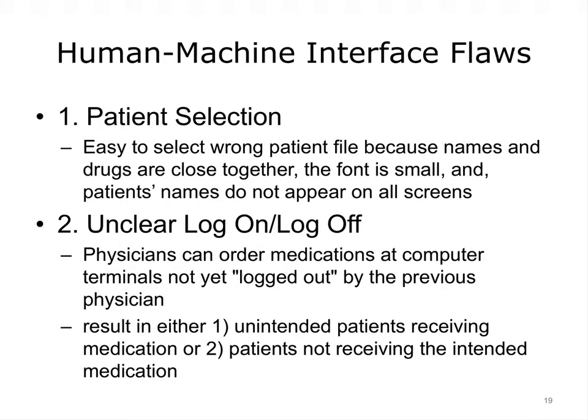As is the case with other clinical information systems, CPOE systems suffer from a range of usability problems. We will now look at 3 kinds of problems. First, when selecting a patient, it is relatively easy to select the wrong patient because names and drugs are close together, the font is small, and patients' names do not appear on all screens. Second, physicians can order medications at computer terminals not yet logged out by previous physicians. This can result in either unintended patients receiving medication or patients not receiving the intended medication.